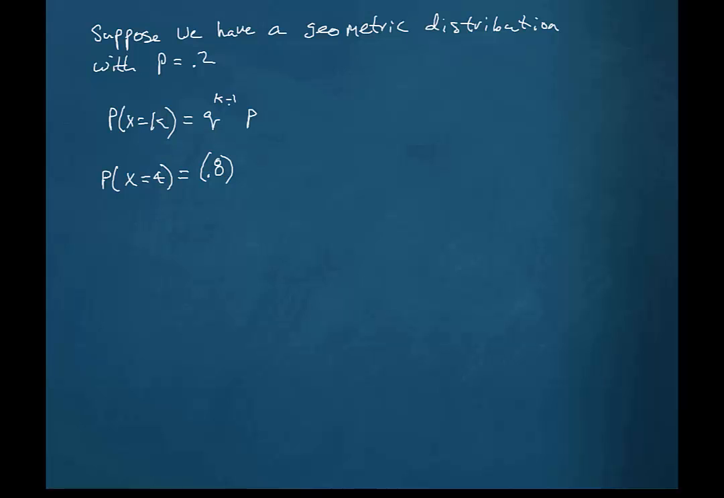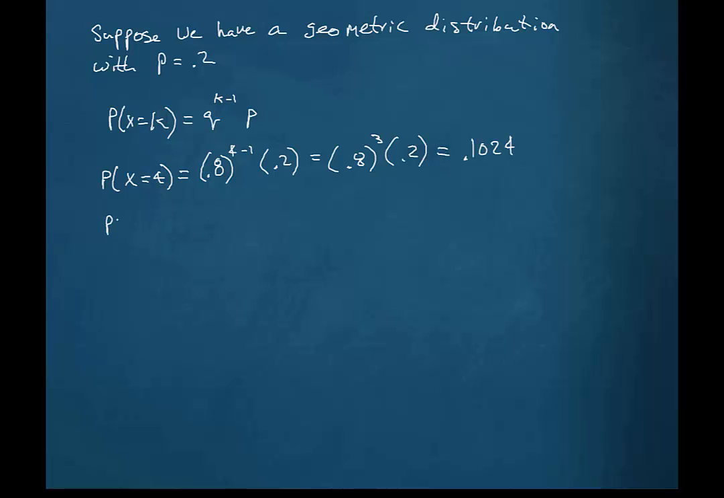Raised to the K minus 1. So if K is 4 this time, that'll be 4 minus 1, and then times P, so 0.2. So we have 0.8 cubed times 0.2, and that probability is 0.1024.